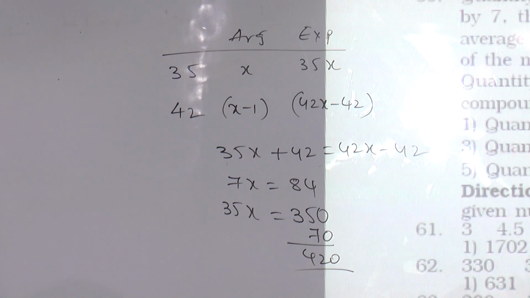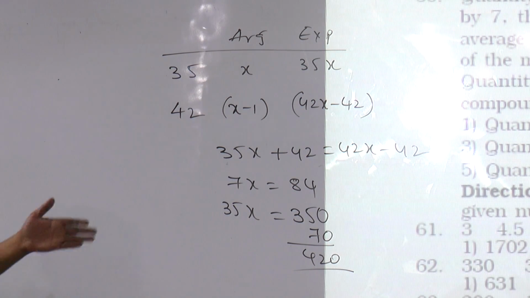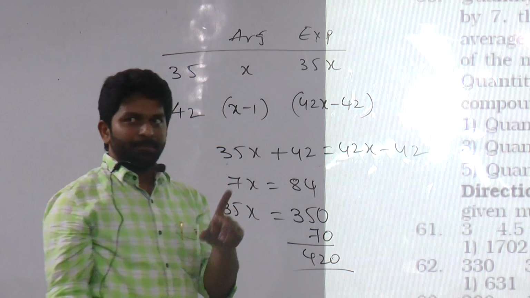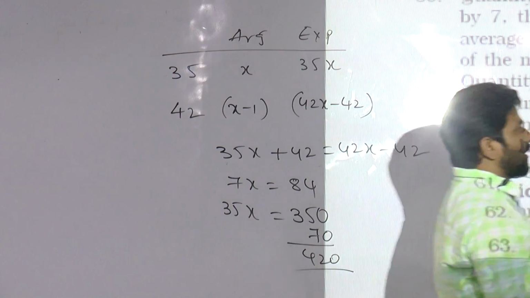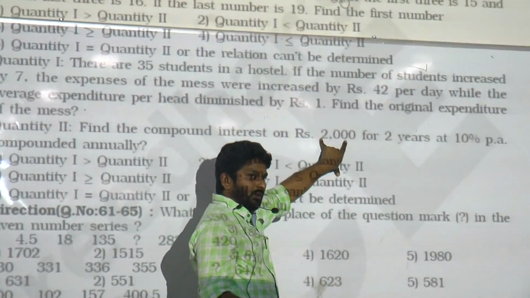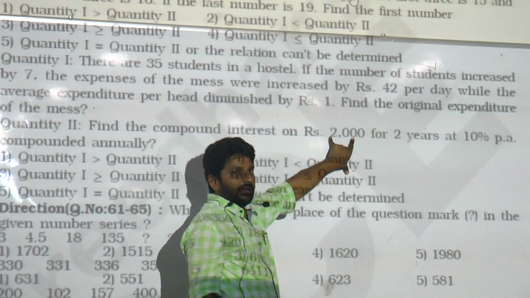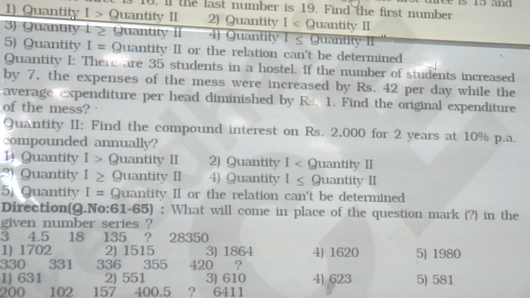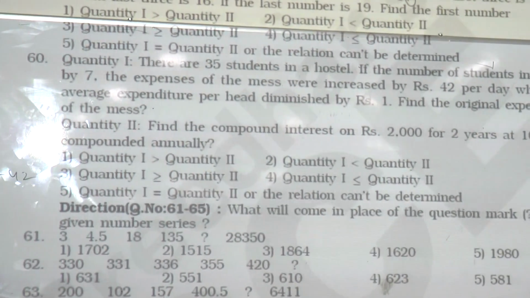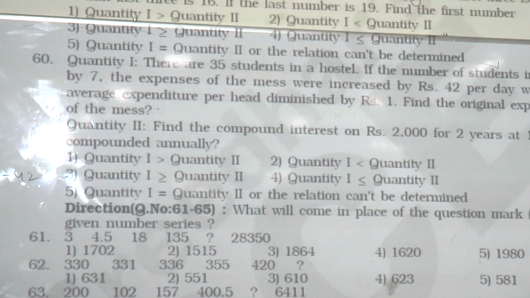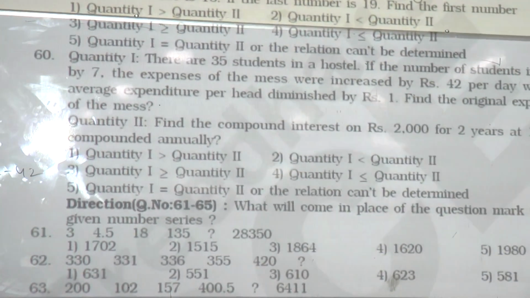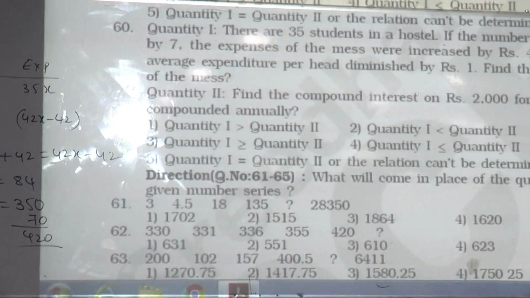Next, quantity 2. The compound interest on 2000 rupees for 2 years at 10%. If it is 10% per annum, for 2 years that will be 21%. 21% of what? 2000. 10%, 20%, 1%, total 420. Quantity 2 is 420. Quantity 1 and 2 are both the same. Quantity 1 is equal to quantity 2.